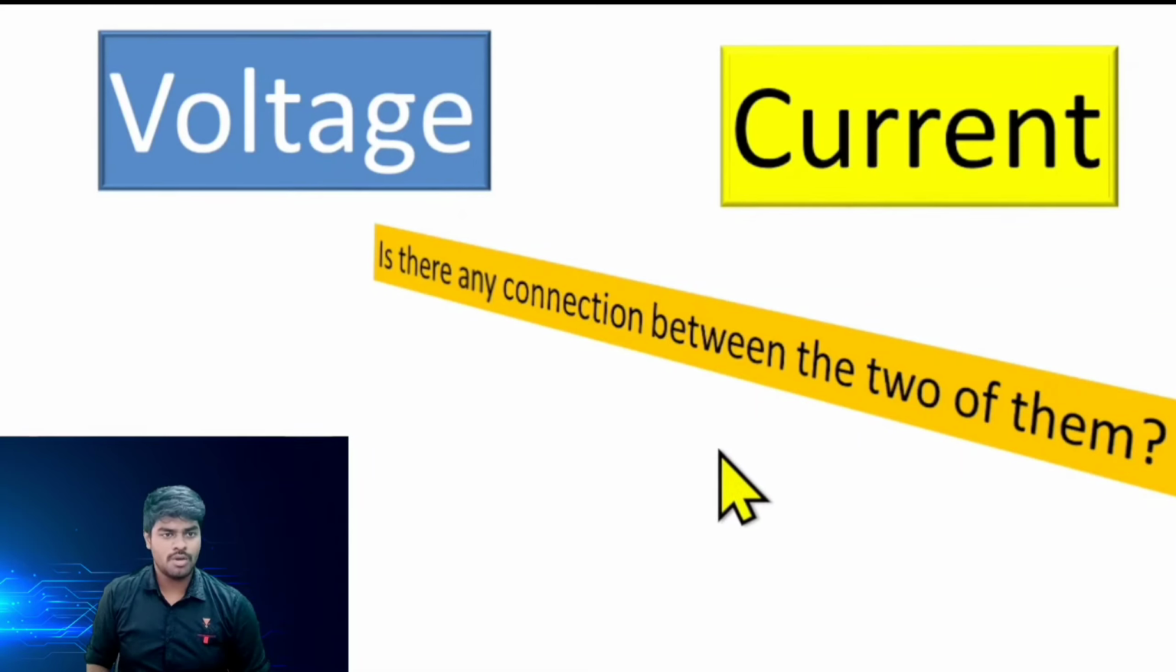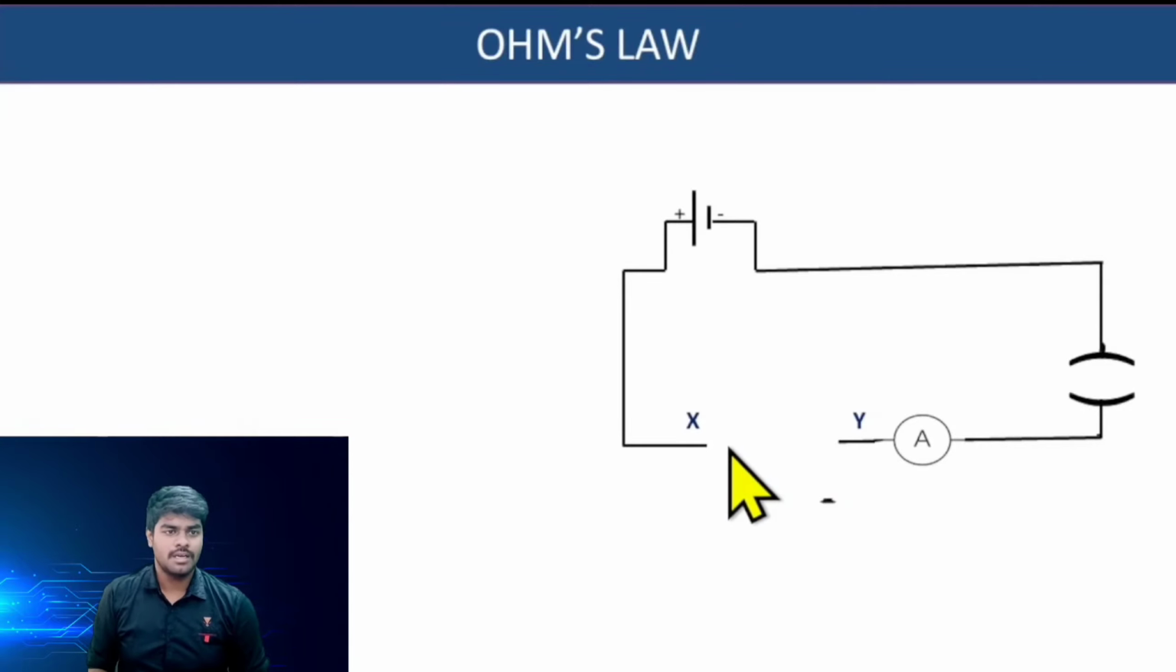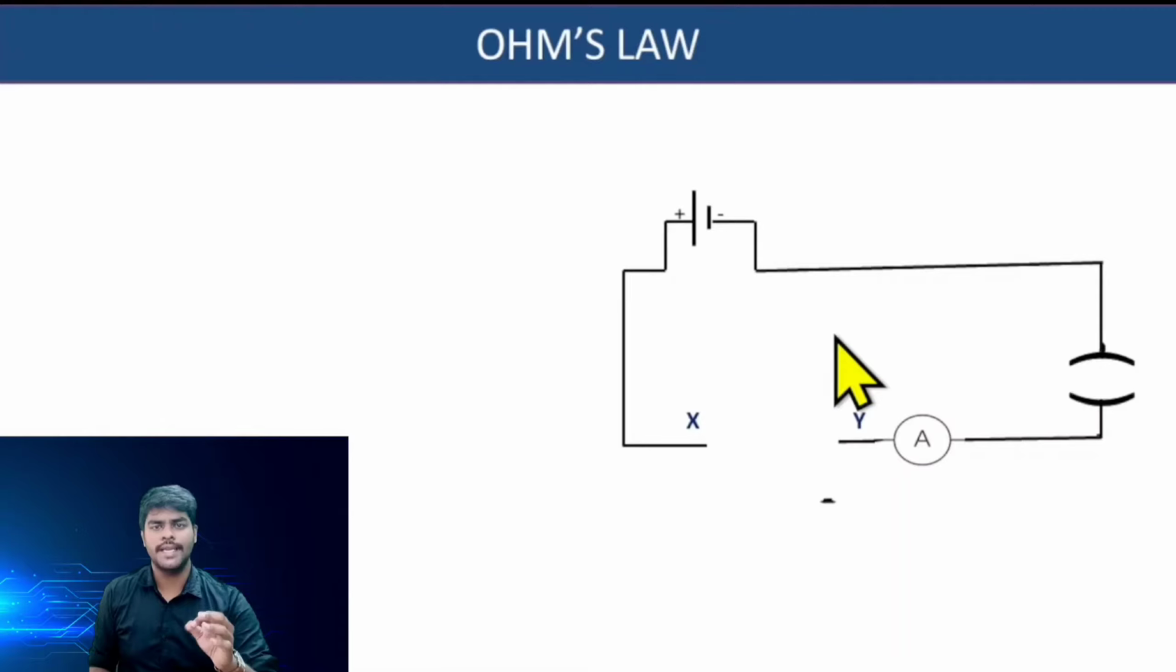Okay, let us explore with the help of a small experiment. This is the open circuit: one cell, plug key and ammeter. Now I want to close this circuit with the help of a nichrome wire. This is a nichrome wire. It is an alloy of nickel, chromium, manganese and iron metals.